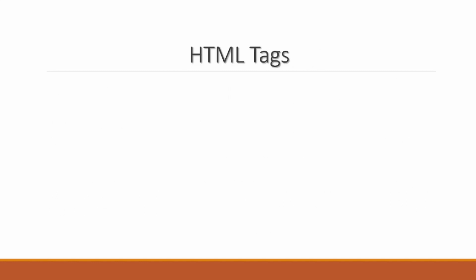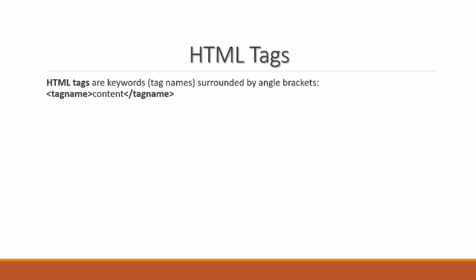Now let's talk about the HTML tag itself. HTML tag keywords surrounded by angle braces. Example. Now this is an HTML tag. This is the closing tag. HTML tags normally come in pair like this. That means it comes in the opening and the closing.